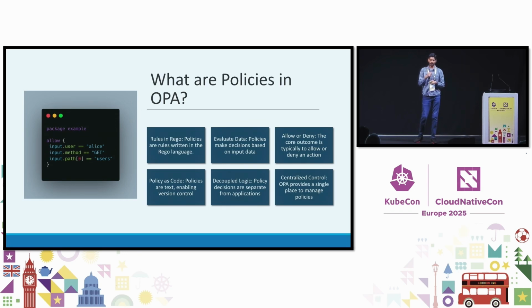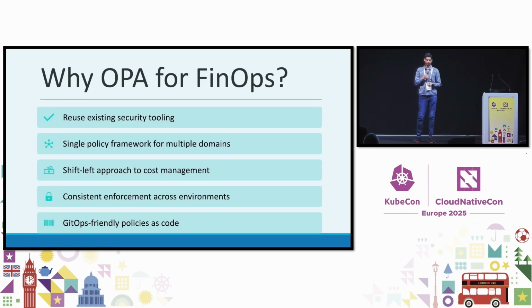As I said, OPA is written in the Rego language. The policies are version controlled. It decouples the application logic, so you can keep the policy decision in a decoupled manner. And it's centralized: you can have all the policies in your current environment in a single pane.